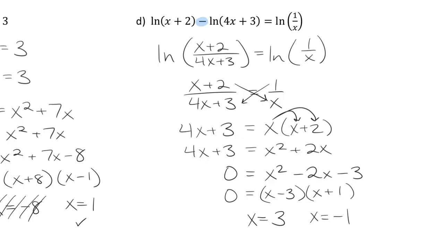We have to check. If we plug 3 into the first one, 3 plus 2, is that a positive number? Yes. 4 times 3 plus 3, is that a positive number? 1 over 3, is that a positive number? Okay, so 3 is good to go. Now we try negative 1. Negative 1 plus 2, is that a positive number? Yes. Okay, seems pretty good. 4 times negative 1 plus 3. 4 times negative 1 is negative 4. Negative 4 plus 3, that's negative. So get rid of it. The moment it doesn't work, throw it away. There's only one solution here, again.